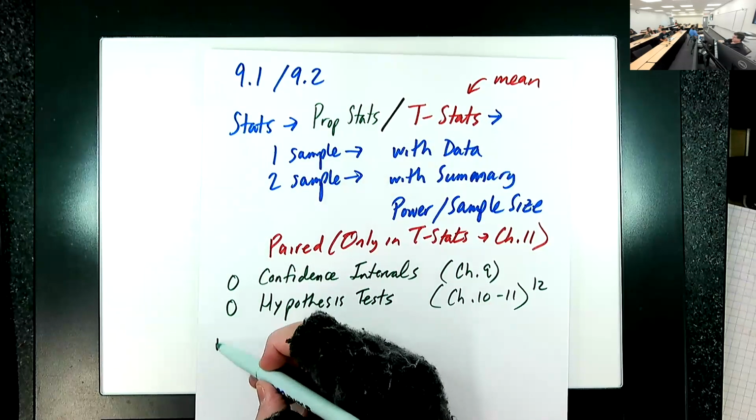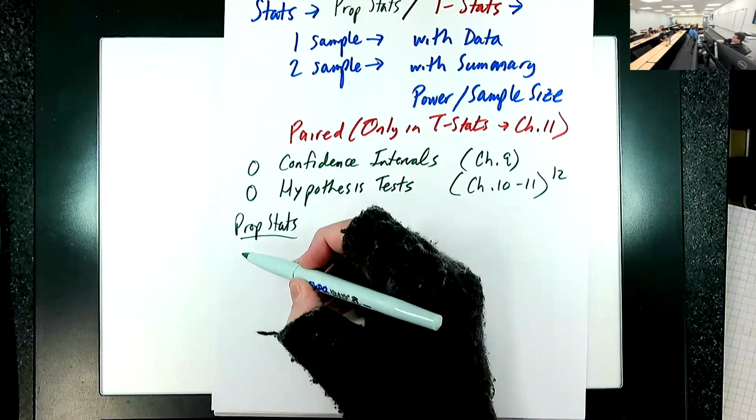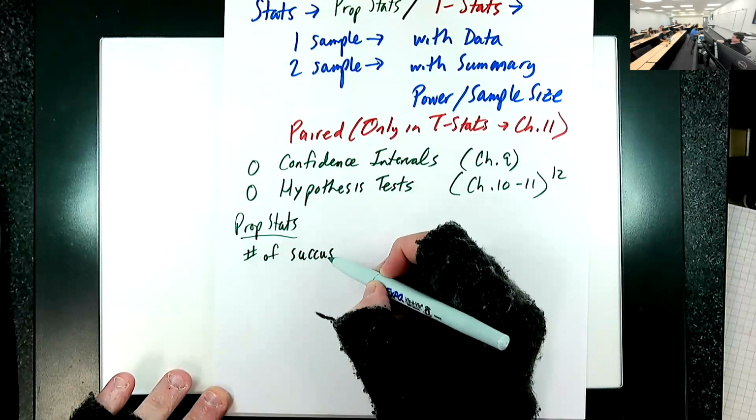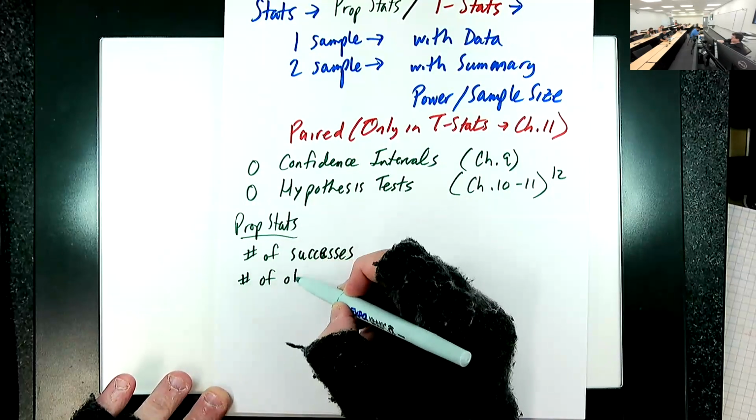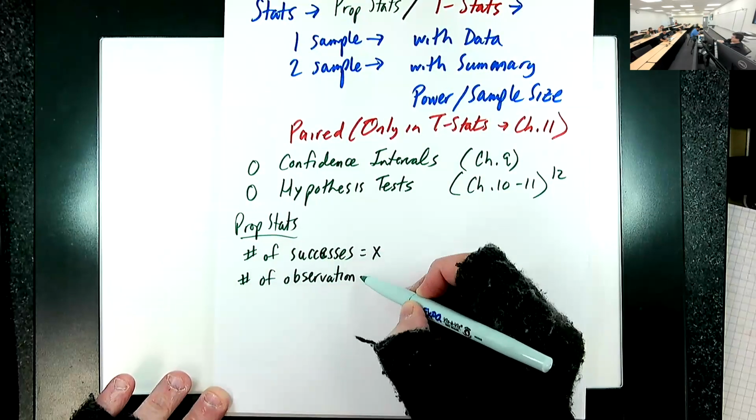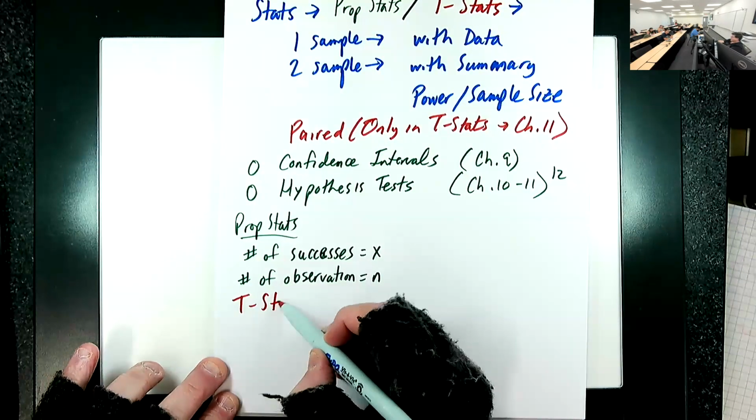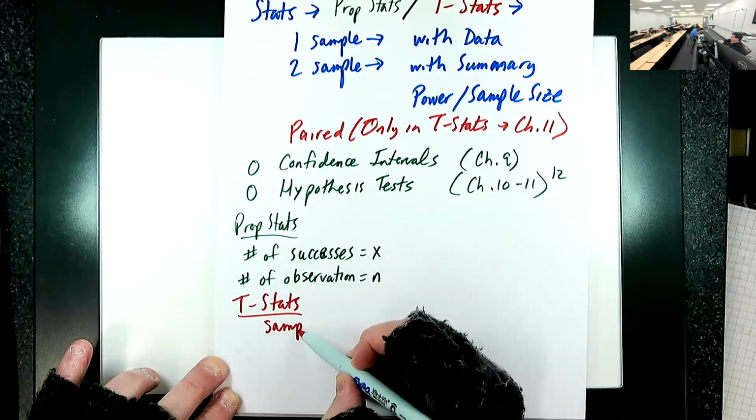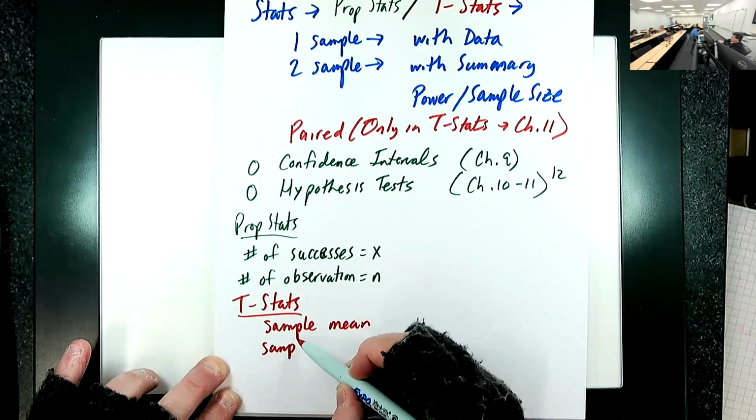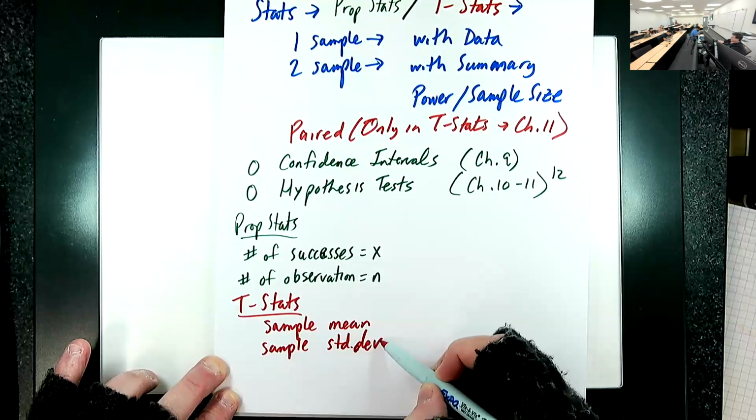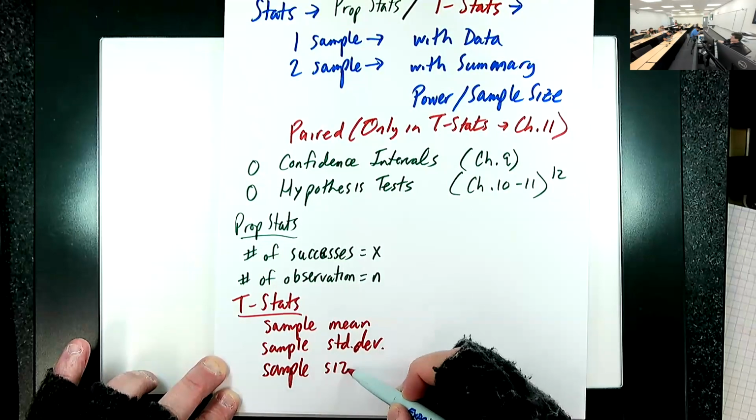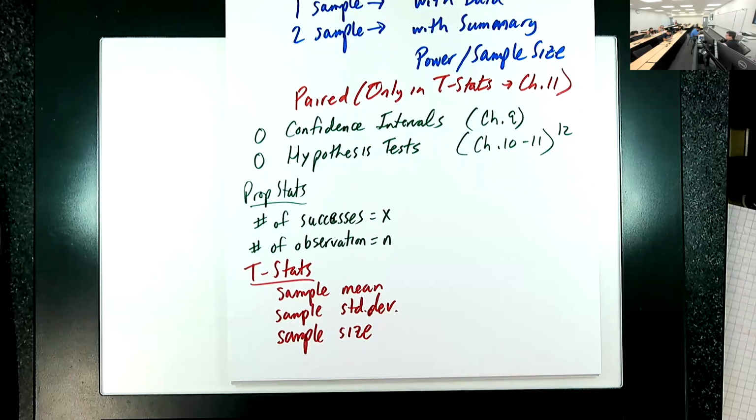For the proportion stats, as a reminder, it asks you for the number of successes and the number of observations. That was X and that was N. What the t-stats is going to ask from you is the sample mean, the sample standard deviation, and the sample size. Those are the three things you need there.